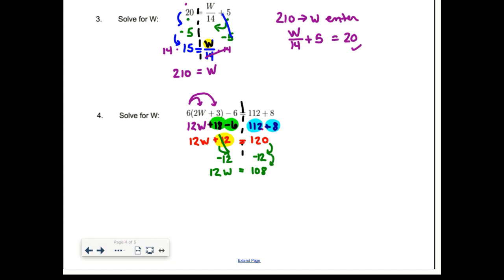Now I have to use properties of equality and isolate the variable. Here's the variable. How do I undo something being multiplied? I divide. So I'm going to divide by 12, and then these cancel, so we get W is equal to, and 108 divided by 12 is 9. So here, if you wanted to check your work, you would have to do both sides to show that they were equal to each other.